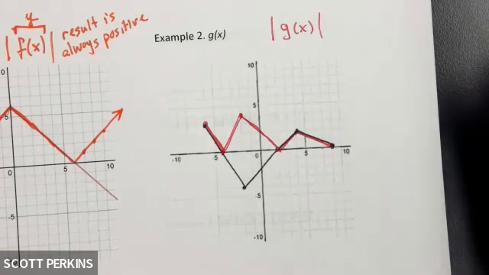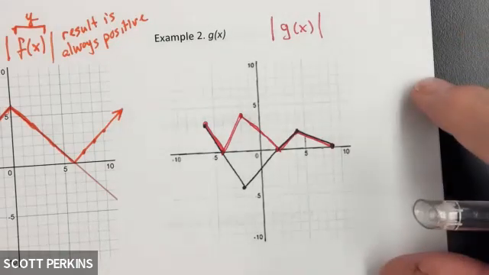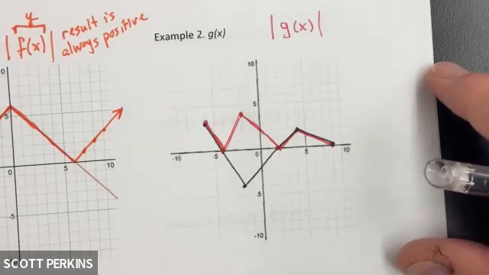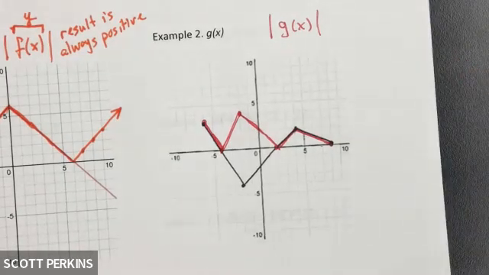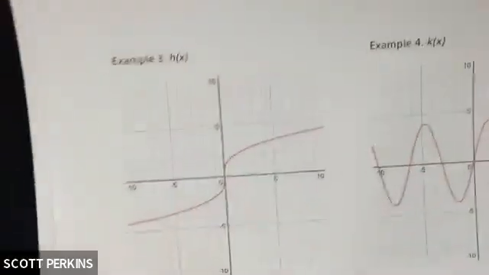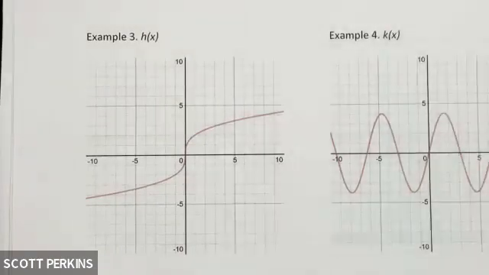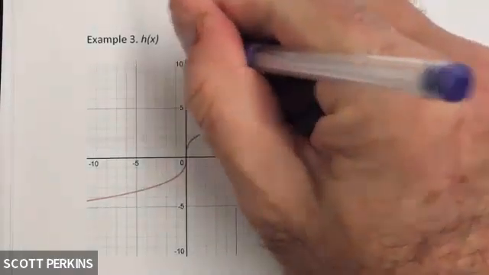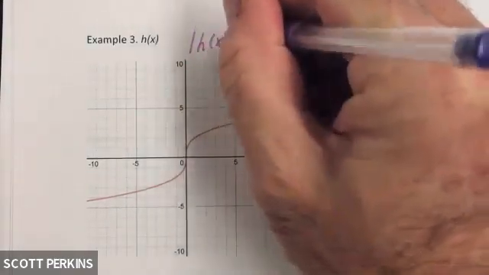Any questions about that? That one students sometimes find to be more difficult than some of the others, just because it goes through the axis so many times. So if you have a question, please feel free. Do the same thing for example 3 then. Oh, I'm going to use a better color than that. Let's use this. So for example 3, let's do the absolute value of h of x.